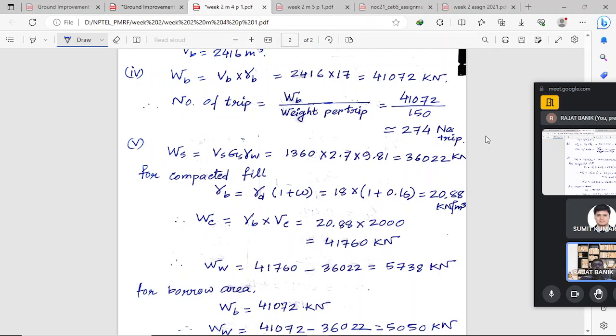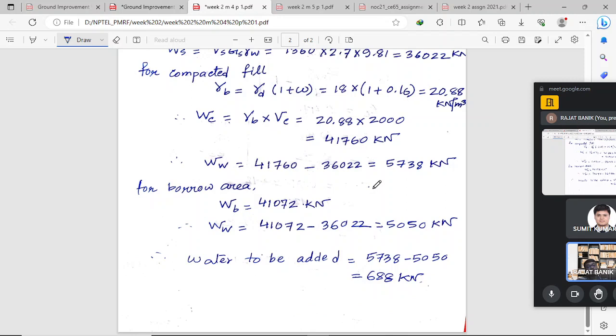Now in the case of the borrow pit, we can easily find the total weight of the borrow area, and from it, if we subtract the total weight of the solid, we can easily find the total weight of water in the borrow pit.